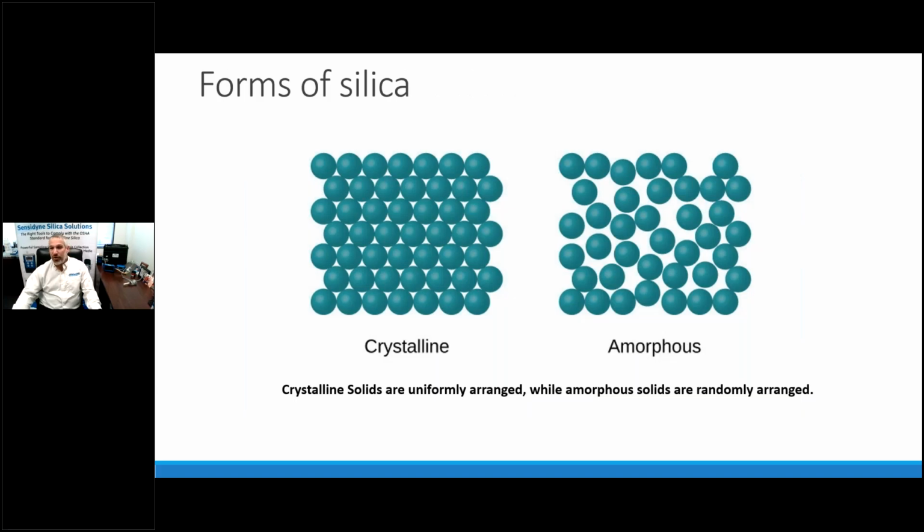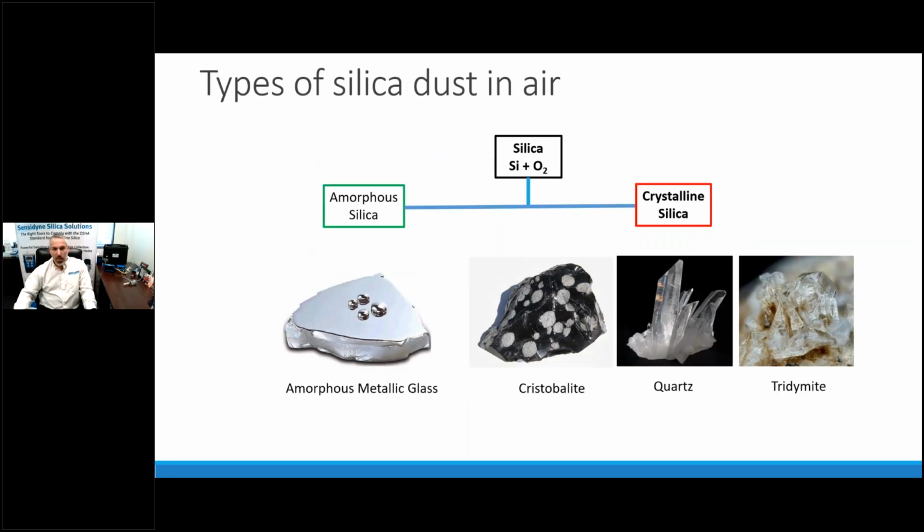We hear the term crystalline silica, and this is a crystalline solid where the molecules are tightly and uniformly arranged, as opposed to amorphous silica, which is a solid where the molecules are more randomly arranged. So when we refer to the types of silica dust in air, we have amorphous silica and we have the crystalline silica types.